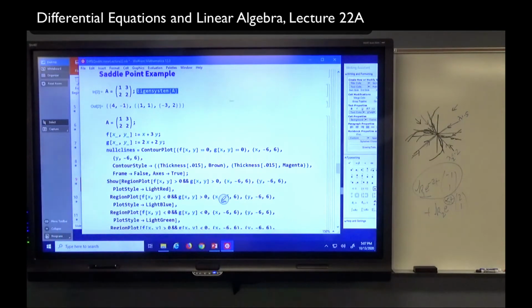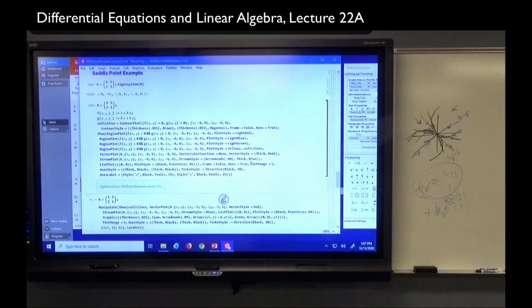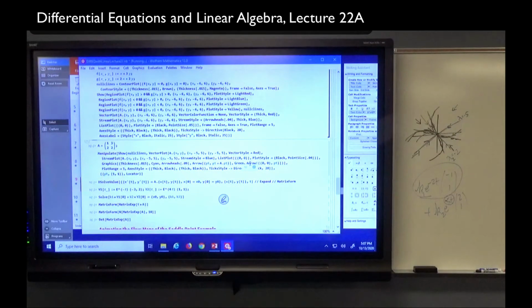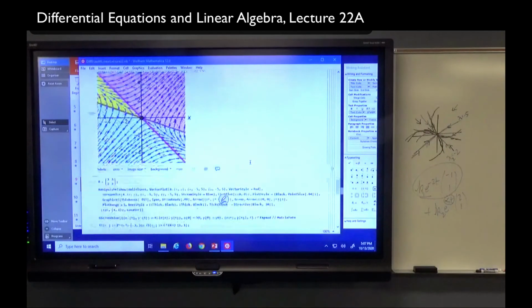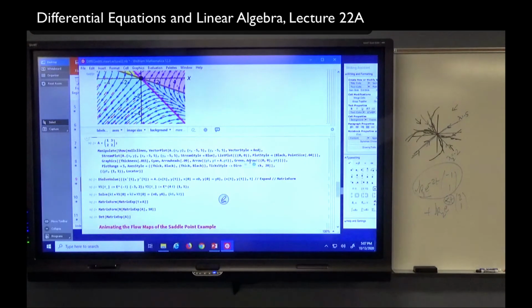This code generates the picture. I'll let you look at this if you like. There's the picture. Here we go. There's the code if you want to look at that, though we'll put it in the Google Drive.